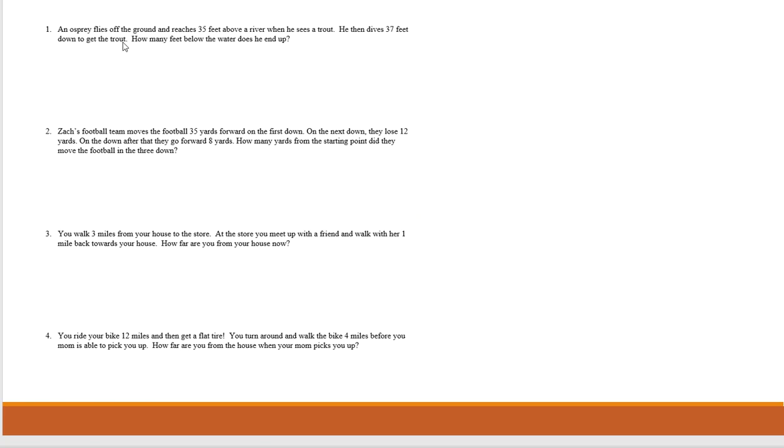Okay, so hopefully you've had a chance to try each of these. Remember, the best way to learn is to practice and then correct to see if you did it right. An osprey flies off the ground and reaches 35 feet above a river when he sees a trout. He then dives 37 feet down to get the trout. How many feet below the water does he end up? Okay, so if this is our river and the osprey goes up 35 feet and then he goes down 37 feet, he's going to be 2 feet below the water.